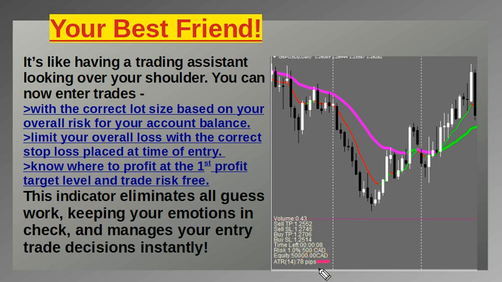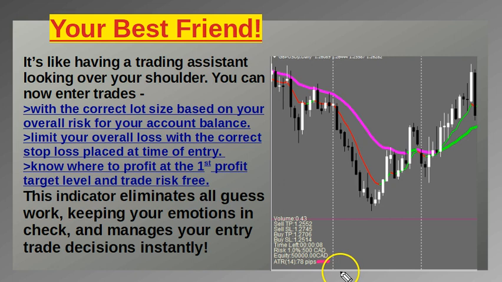done in a way that you're risking 1.5 times the average true range. In this case, 1.5 times the 78 pips. That's why you get the stop loss at that level. And the take profit, your first take profit, is 1 times the average true range. In this case, 1 times 78 is 78 pips. Okay, so that's how this indicator is calculated.